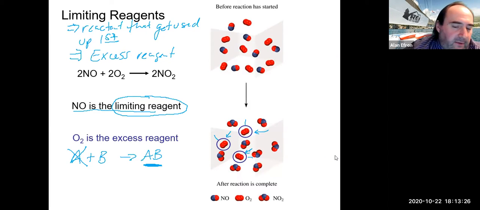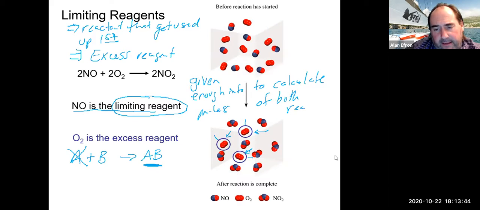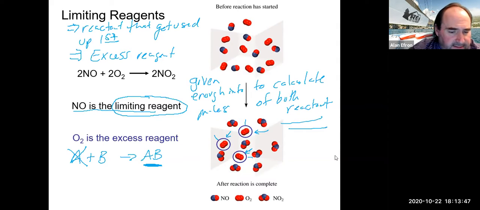So in limiting reagent problems, you're usually given enough information to calculate the moles of both reactants. That is a big hint that this is some type of limiting reagent problem, because you were given enough information to actually calculate the moles of each of the starting materials. And that's how you could distinguish this type of problem from just a basic stoichiometry problem.